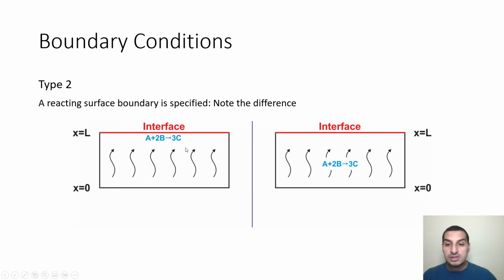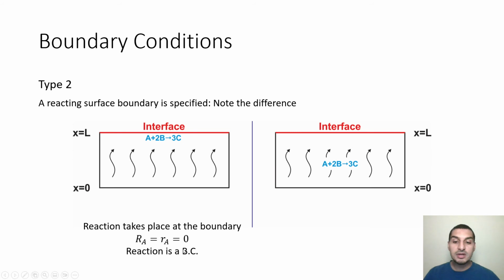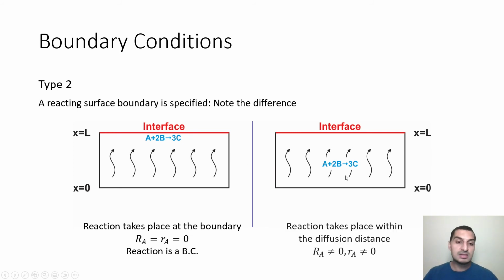But here at the interface, it's not the same. We don't have any reaction taking place here. The reaction is a boundary reaction. It happens at the boundary. So in this case, the reaction is a boundary condition, because the reaction takes place at the interface. But in this case, the reaction is not a boundary condition. It is a term that I will put in the continuity equation. And here the R equals 0 in the continuity equation. It doesn't mean that I don't have a reaction, but I don't have a reaction during diffusion. The reaction is at the interface. So I hope this point is clear.